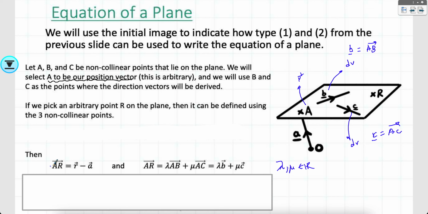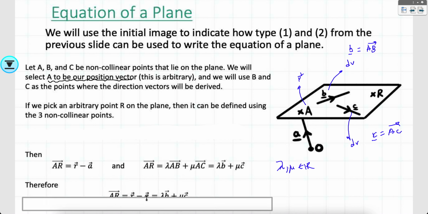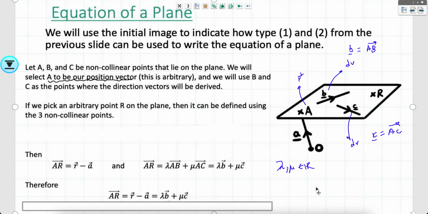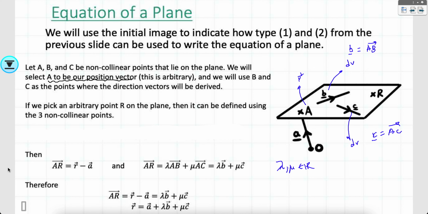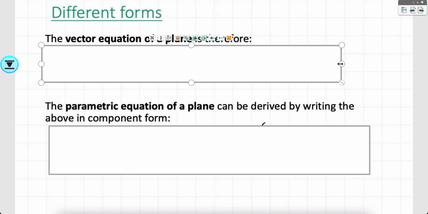So using these two facts, I now have two ways to represent A and R, and I will equate them to each other. So I have R minus A is equal to the linear combination of vectors B and C, and then I can simply move A and make R the subject. So now I have that my arbitrary point R can be defined using the point A and a linear combination of the direction vectors B and C. So basically that last line is the equation of a plane. And this is the vector equation of the plane.